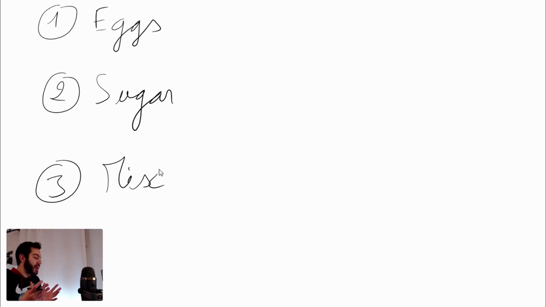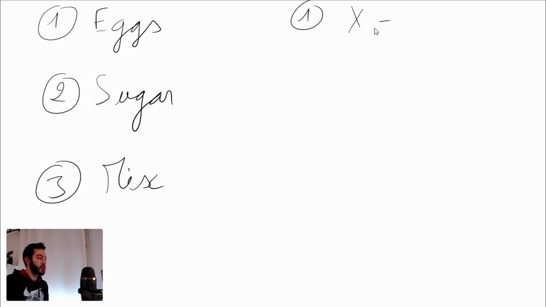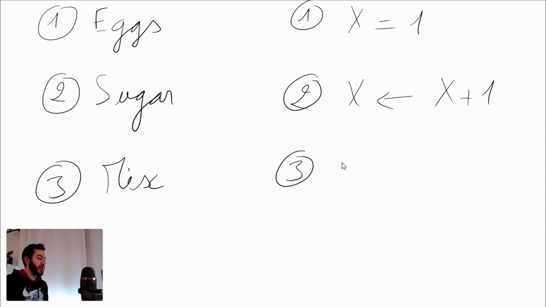If we take this problem towards a more software-oriented problem, we would have something like, first, initialize a variable. So let's say x equals 1. Second, let's modify this variable. Let's do an operation. x takes the value x plus 1. So x is now equal to 2. And third, let's show the new value of x.